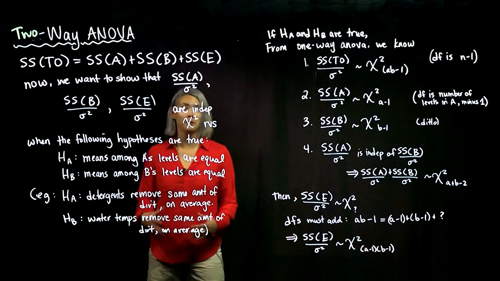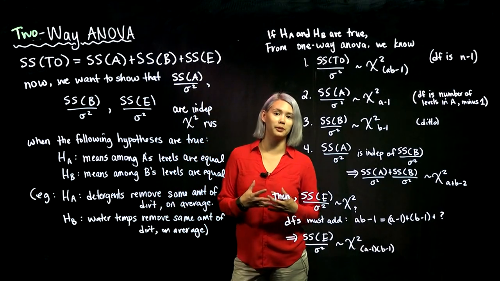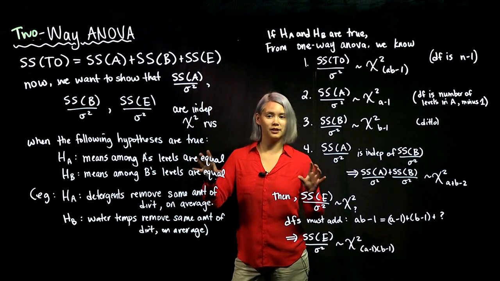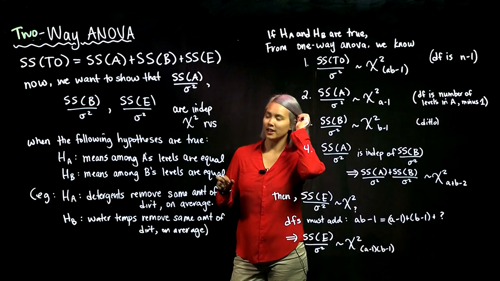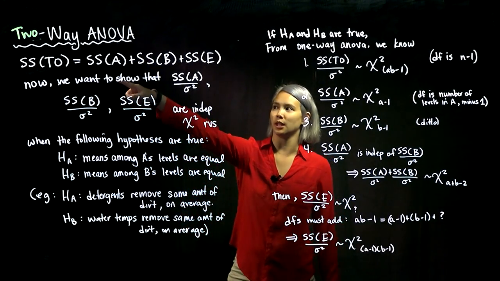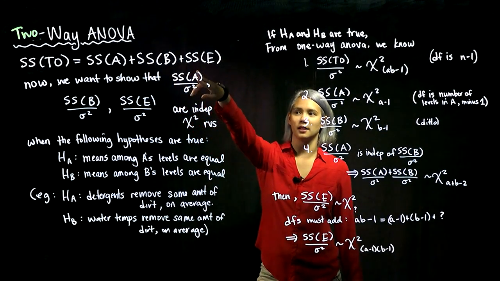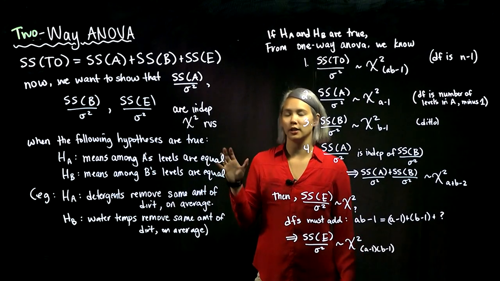Now that we've set up some of the notation for this 2A ANOVA, we can actually get into some of the mathematical properties, statistical properties of these different things that we've set up. All right, so we just left off by saying that the total sum of squares equals the sum of squares from A plus the sum of squares from B plus the sum of squares due to error. All right, so that's what we set up.